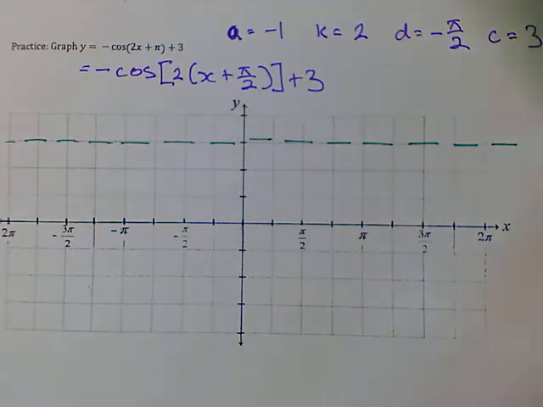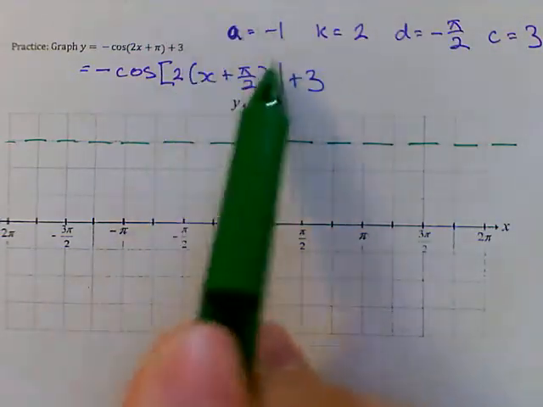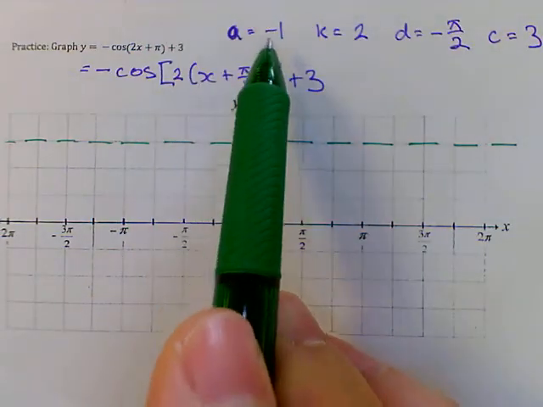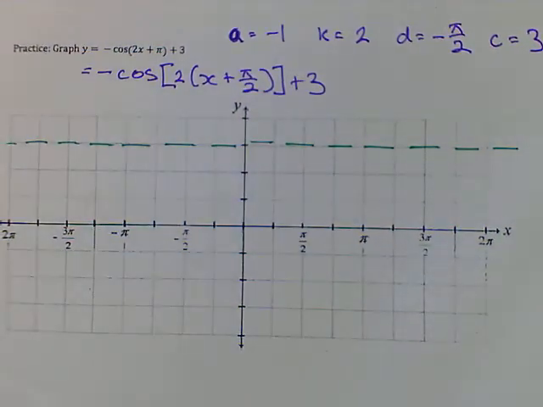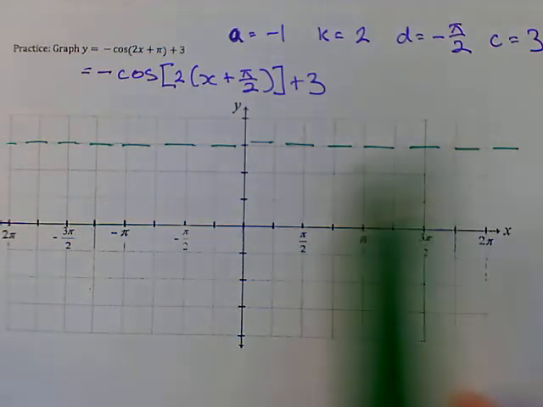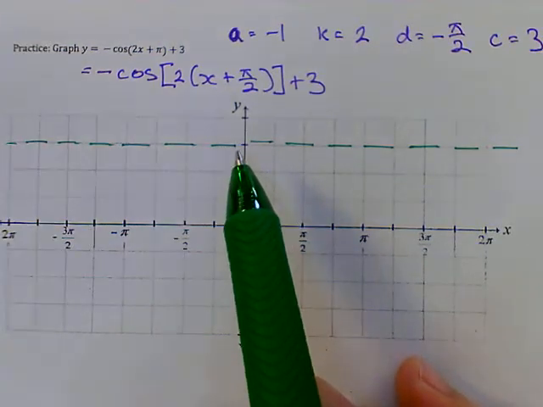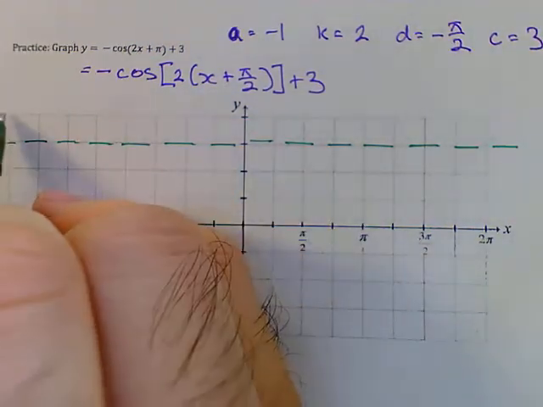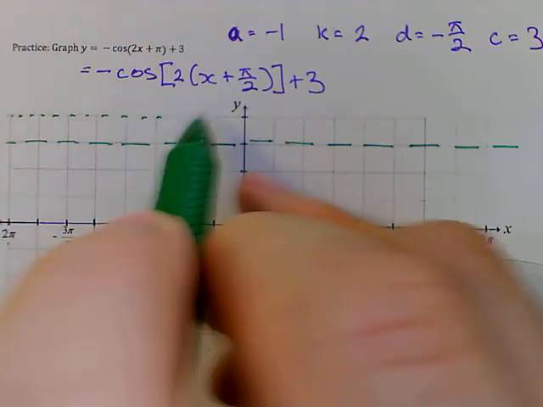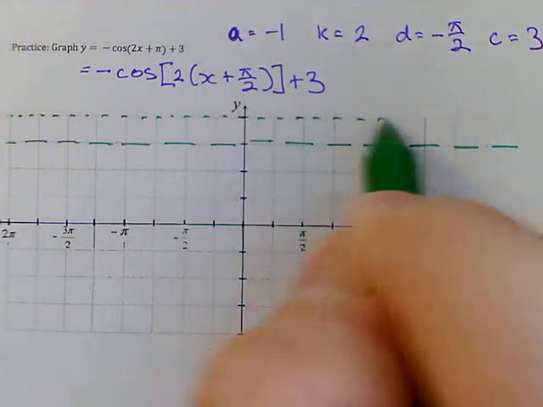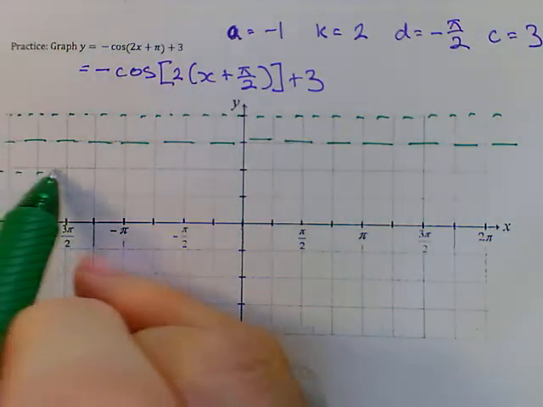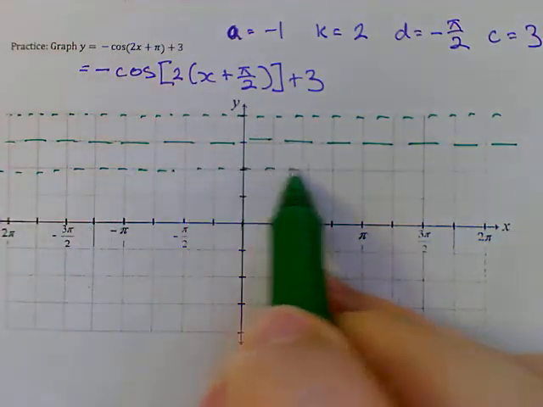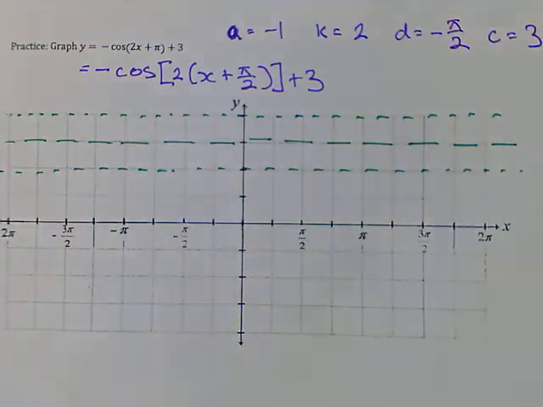Next, I'm going to stick with my green pen. The amplitude, or rather the A value, is a -1. So yes, I have to keep in mind it's a negative, but how far up and down am I moving from the transversal? 1. That's my ceiling, and this is the floor of my box.